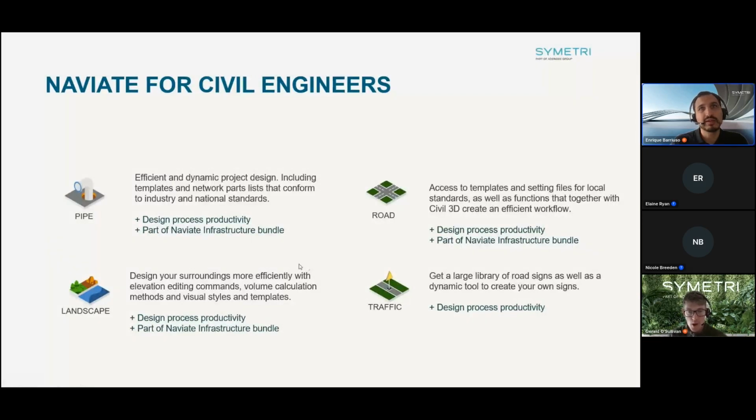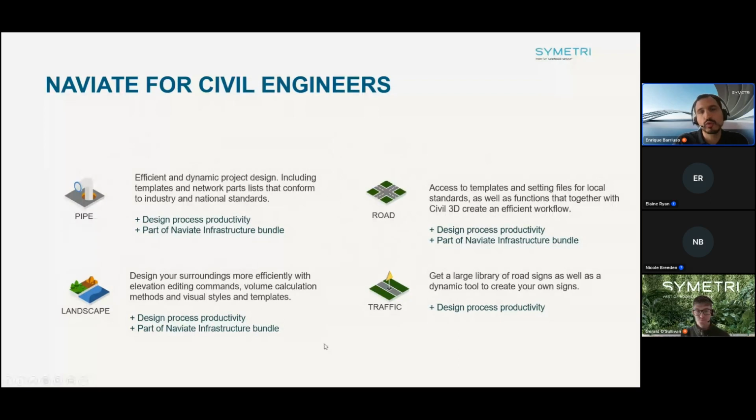You can get pipe, road, and landscape as part of a bundle. The infrastructure bundle will contain those 3. And we have traffic as well. The advantage of using Naviate is mainly 2 advantages. The first one is automation. So you can combine multiple commands and do your workflows a bit more consistently and more quickly.